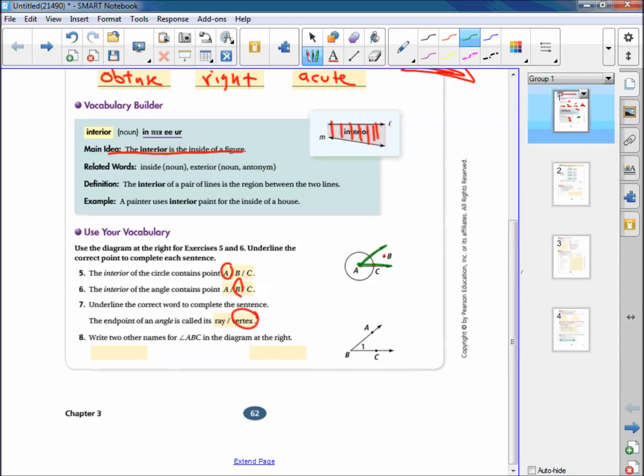Okay. Write two other ways to name angle ABC in the diagram here. Okay, so here's a different angle ABC. There are three other ways to name it, so we'll write all three. So angle 1 is one way. Angle B is another way, and the other name is CBA. Okay, remember, you always have to have the vertex in the middle, but it doesn't matter in what order you put the other two points.